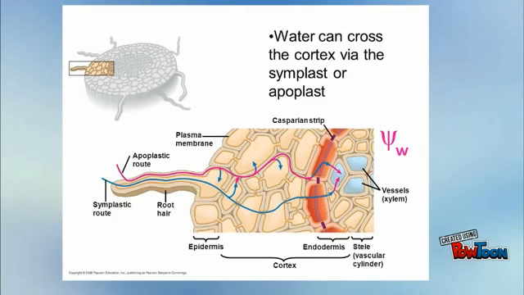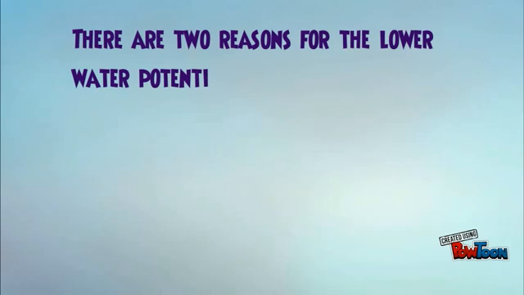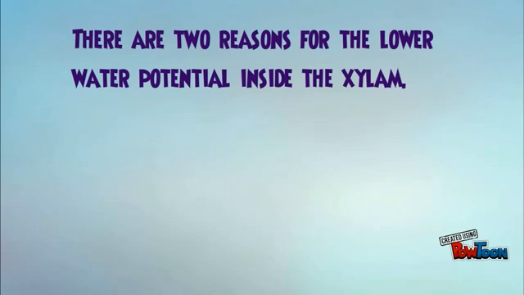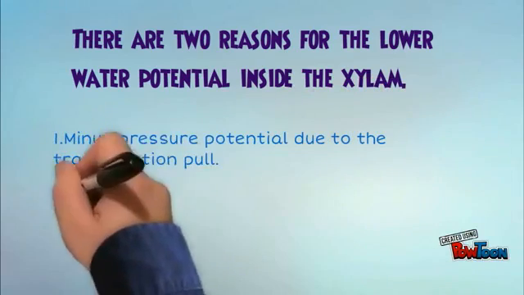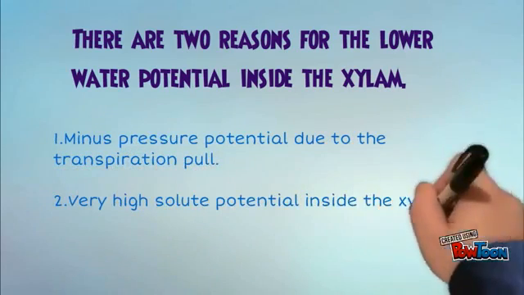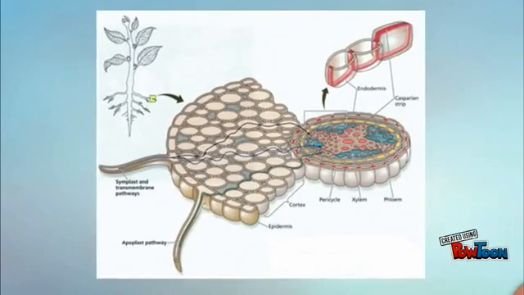Due to the low water potential inside the xylem vessels comparatively to the soil solution, water moves to the xylem vessels from the soil solution. There are two reasons for lower water potential inside the xylem. They are negative water potential due to the transpiration pull, and very low solute potential inside the xylem due to the high concentration of minerals.